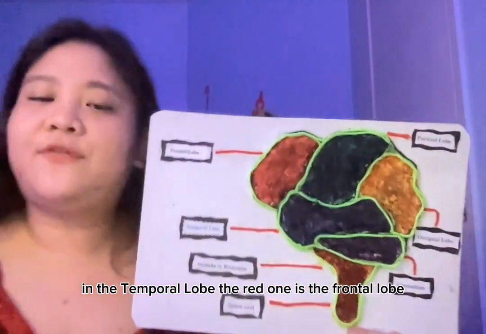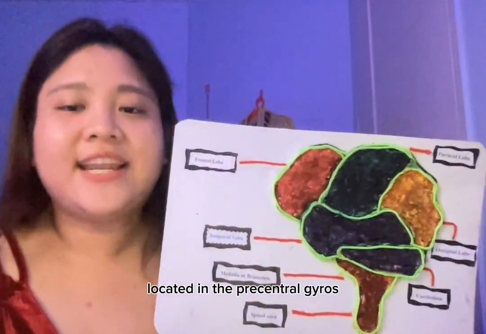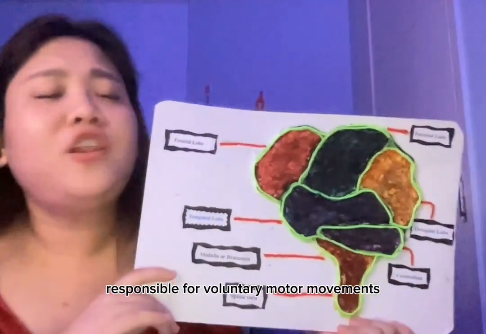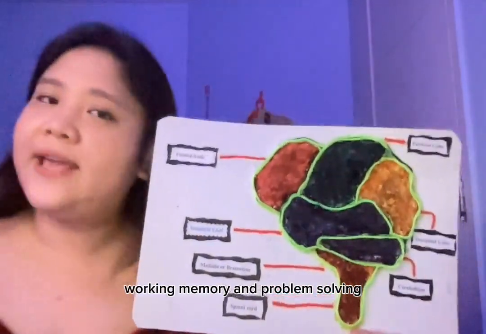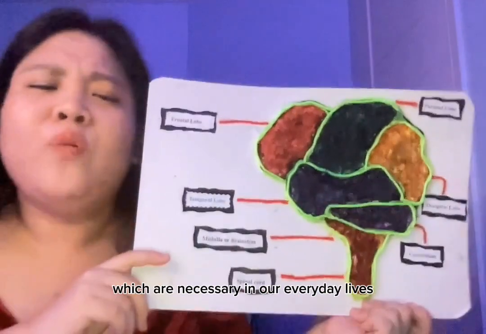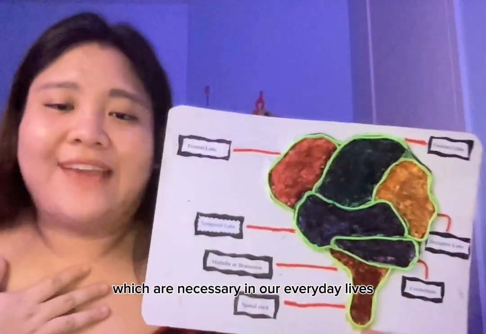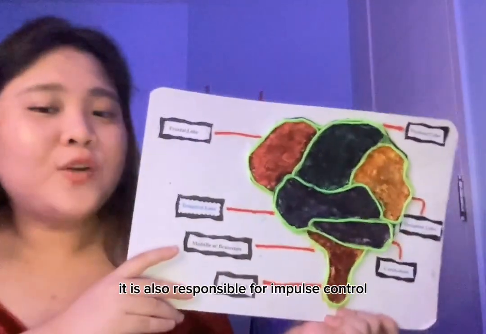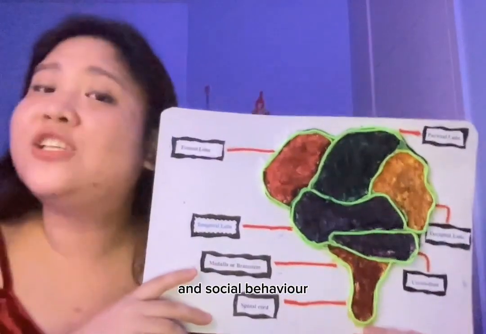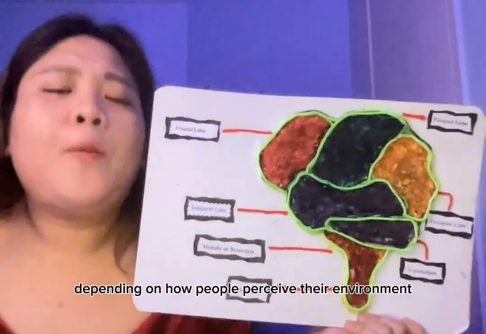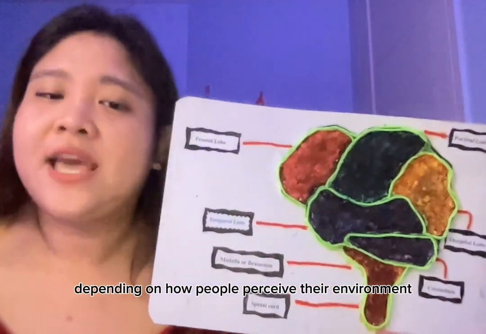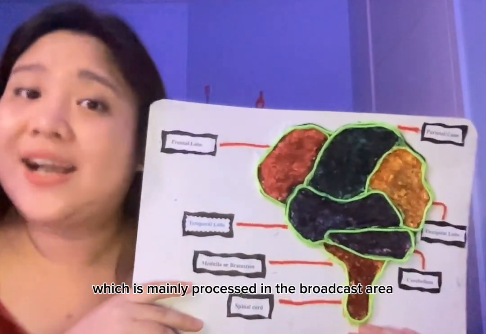The red one is the frontal lobe, located in the precentral gyrus, responsible for voluntary motor movements, working memory, and problem solving, which are necessary in our everyday lives. Aside from this, it is also responsible for impulse control and social behavior, depending on how people perceive their environments, which is mainly processed in the Broca's area.